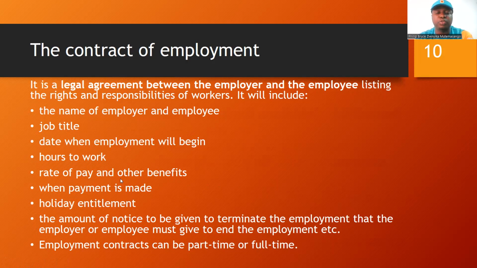And also the employment contracts can be part-time or full-time. So all these details are supposed to be part and parcel of a good employment contract. And this contract must be signed by both the employer and the employee. And both parties must have a copy of the signed employment contract, because it is binding between the two parties involved in this agreement. So if any of these two parties breach the contract, the other party can sue them based on what you have signed for in this employment contract.